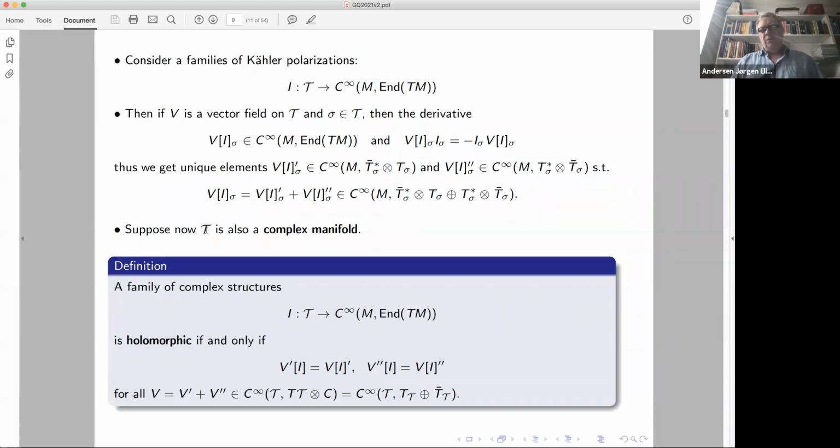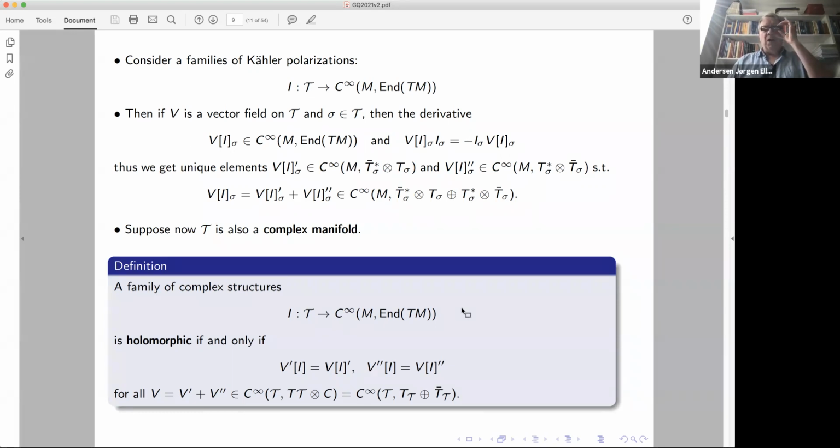Okay, let me now assume that T is a complex manifold. So now I ask for a little bit more structure on my parameter space, namely that it is a complex manifold. Then I can make the following definition. A family of complex structures like this is holomorphic if and only if, when I take a vector field on T and I split it into its 1,0 part and its 0,1 part, and I use those to differentiate, I get exactly the two corresponding parts in the decomposition here. This is what it means that a family is holomorphic.